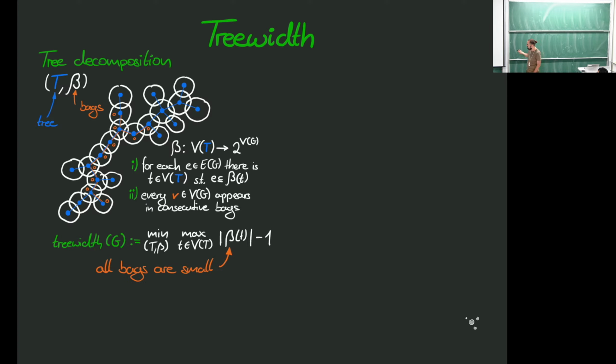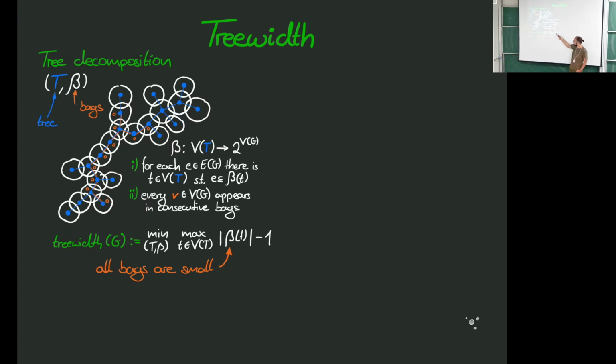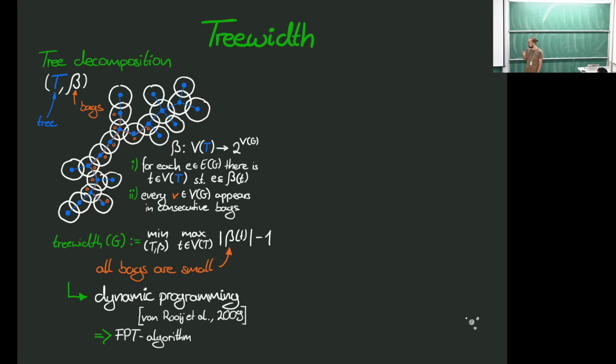The width of such a tree decomposition is then just the maximum size of a bag. Tree width is then the minimum width over all tree decompositions. This nice thing allows you to do algorithms, essentially dynamic programming. You just have these small sets, you guess all the partial solutions in the small sets and then go from the leaves towards some randomly chosen root in your tree decomposition. And in particular for counting perfect matchings, this again gives us an FPT algorithm where now the parameter is the tree width of your graph.